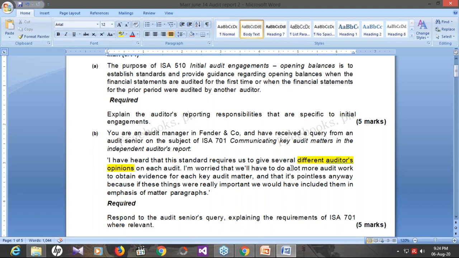The second point is that we have to do a lot more audit work due to ISA 701 CAM, and he's not clear that if we already have an emphasis of matter paragraph, why we need to include CAM. So these are the 3 points on which you have to comment, responding to the audit senior's query by explaining the requirements of ISA 701. You need to discuss these 3 points according to the knowledge that you have gained about ISA 701. These are very straightforward.